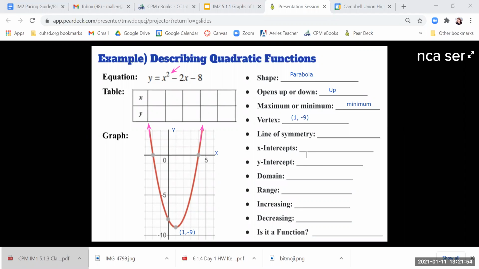Thank you very much. Okay, so here's our vertex. Don't forget your parentheses. It's really important that when you're writing a coordinate pair like this, you have parentheses around it.